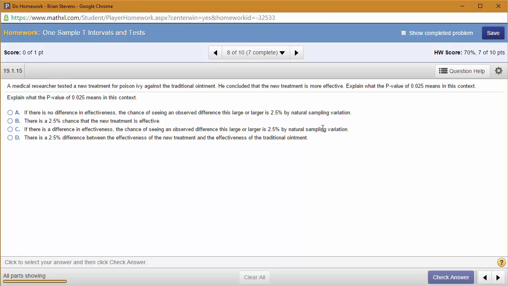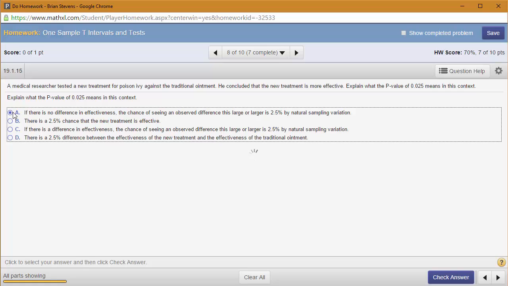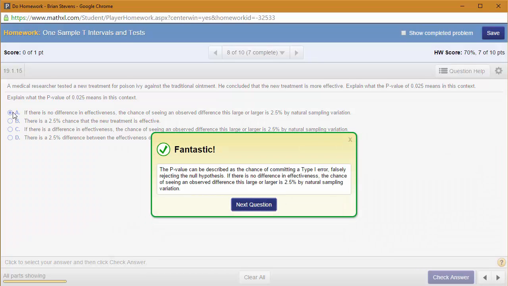So the p-value is the probability of our results or results more extreme happening due to random chance variation, given that the null is true. So if there is no difference in effectiveness, if the null is true, the chance of seeing an observed difference that large or larger is 2.5% by natural sampling variation. Once again, the probability of our results or results more extreme happening due to random chance variation given that the null is true. And that is in line with what I always say right there.